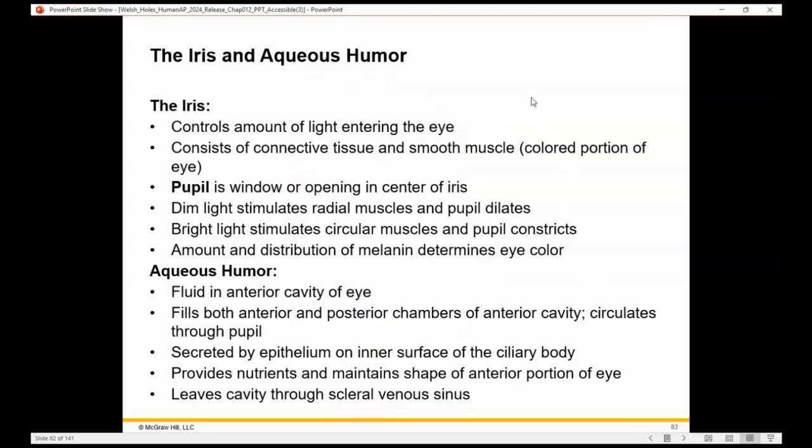Look at the iris. This controls the amount of light entering the eye. It consists of connective tissue and smooth muscle. It's a colored portion of your eye. The pupil is a window or opening in the center of the iris.